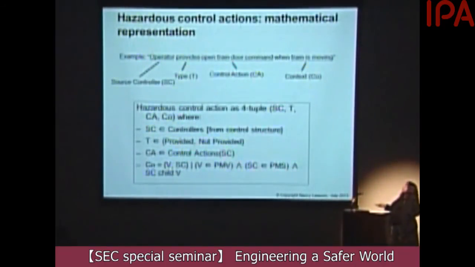So how do we basically do this? Well, think about what a hazardous control action is. For example, let's say we're looking at a train, and the operator provides an open train door command when the train is moving. That's obviously a hazardous action by the operator. It could be a computer that provides it. It doesn't matter whether it's a human or a computer. So there's a source, the controller. There's a type, provides. There's the control action, open train door command. And then there's the context, when train is moving, which is actually the information that's in that table. We can generate this in a formal notation, and a human doesn't have to do this; it's done by a computer.